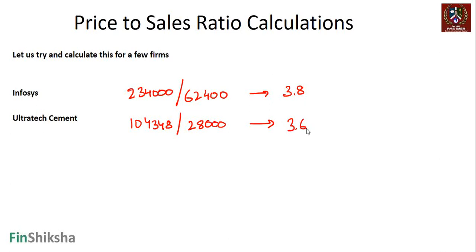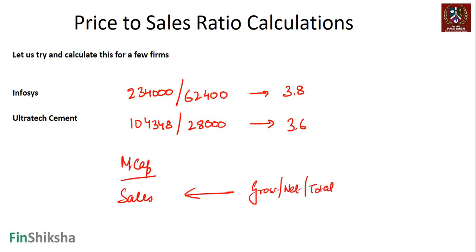So that is how we go about calculating price to sales. It's fairly straightforward. I have to find the market cap and divide it by the sales. The only thing I need to consider is whether I take gross, net, or total sales. I need to use that uniformly across all the companies that we're looking at. That's a simple calculation. Try and do this for your firms under consideration: the price to sales ratio calculation.